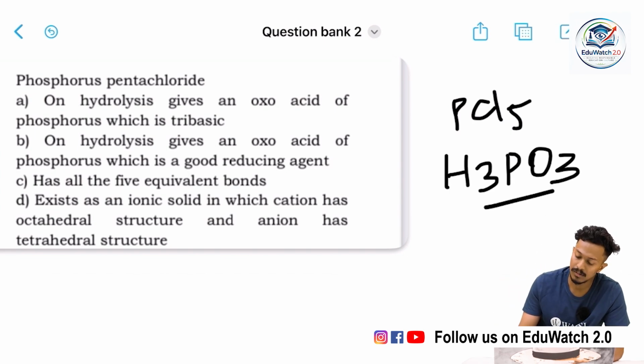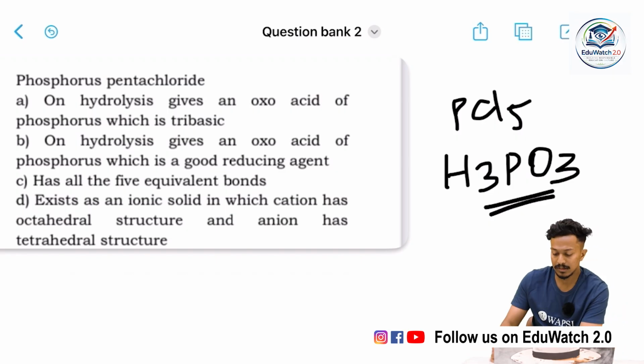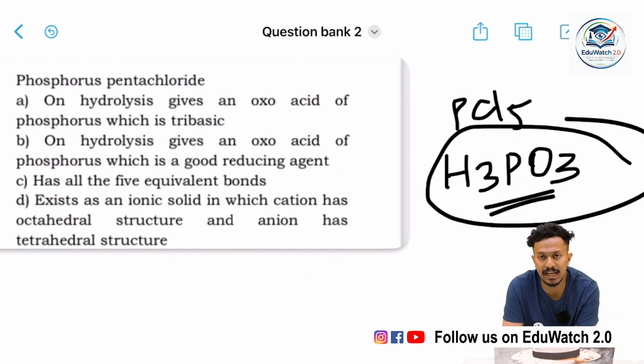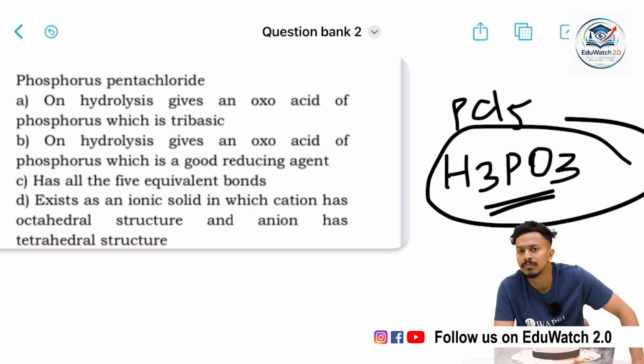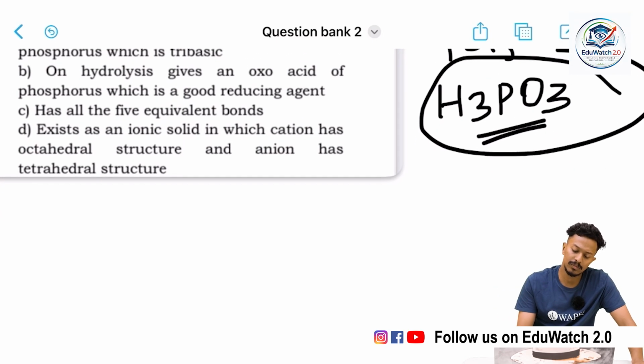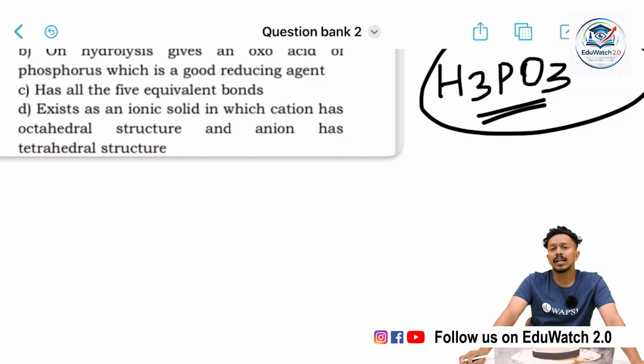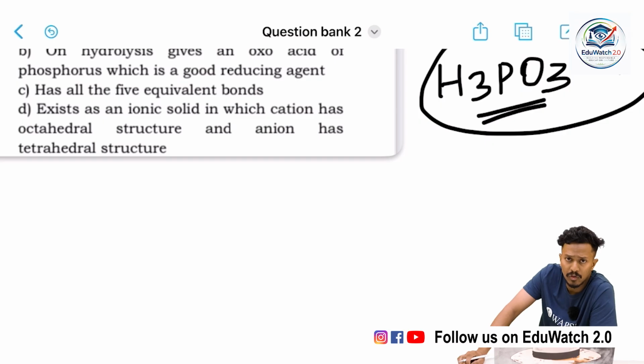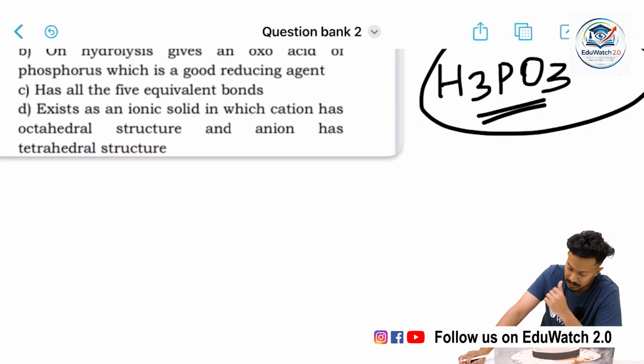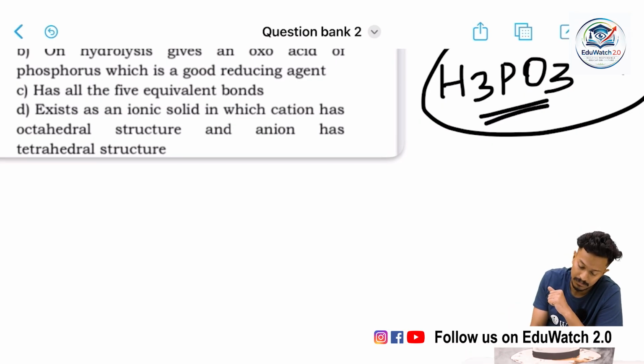H3PO4. Okay. See, this orthophosphoric acid is a tribasic acid. What do you mean by a tribasic acid? A tribasic acid is one which gives 3 hydrogen ions on acidification, right? So here there are 3 hydrogen atoms on orthophosphoric acid which it gives upon acidification. So that is the correct option, but we'll look at the remaining options.